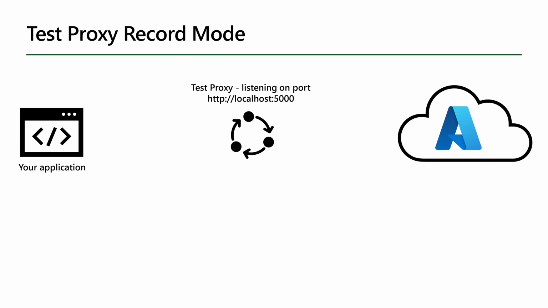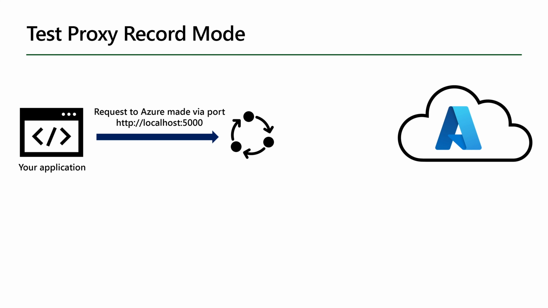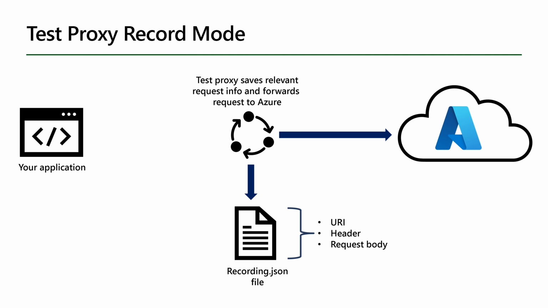Next, I'll briefly explain how the test proxy works. By default, the test proxy will listen on port 5000 for HTTP requests and 5001 for HTTPS requests. A custom port can be defined using an environment variable. Your application makes a request that is routed to the test proxy. The test proxy processes the request and saves the relevant info in a JSON file stored locally on disk. Alternatively, the request info can also be stored in cache for faster playback, which allows for client-side performance testing. The test proxy then forwards the client request to Azure for servicing.